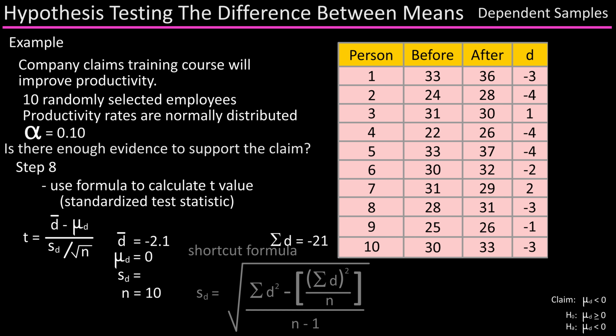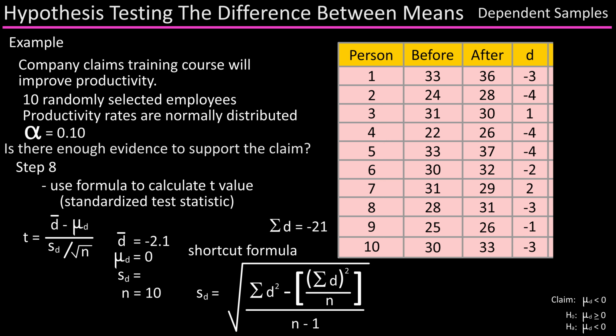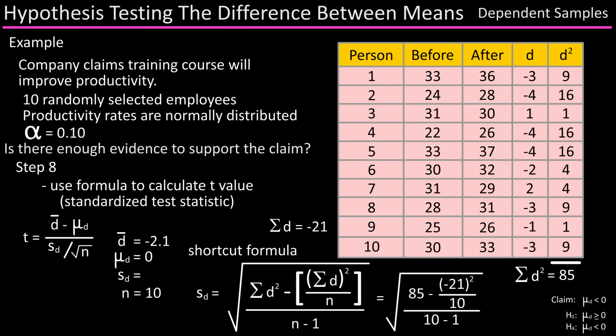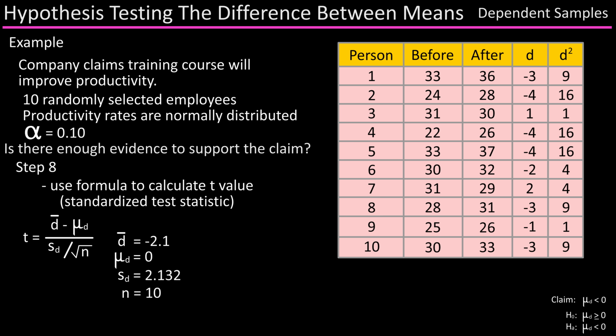To find s sub d, we can use the shortcut formula. In the table, we can add a column for d squared, the difference squared. And here are those values, with the sum total at the bottom. Plugging into the s sub d formula, we have the square root of 85 minus negative 21 squared over 10, divided by 10 minus 1. And that calculates to 2.132, which is the value for s sub d. Now we have all 4 variables needed to calculate t, or the standardized test statistic. Plugging in and calculating, we get t equals negative 3.115.